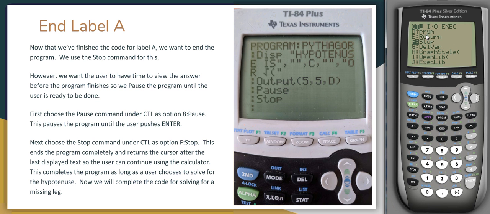So I'm going to go again under the control area up to stop. You can scroll all the way down. You can also scroll all the way up, and it'll kind of come backwards, go to stop. This will end our label A.